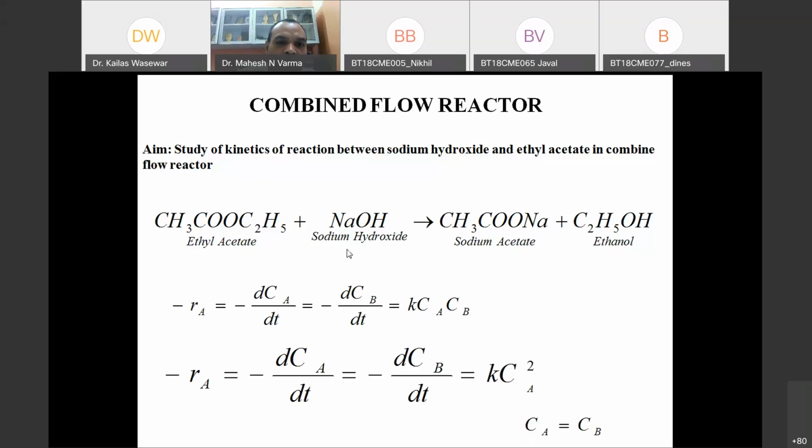So we are doing all kinetic experiments for this reaction only, ethyl acetate and sodium hydroxide, and this is a non-catalytic reaction. As soon as you mix ethyl acetate and sodium hydroxide, it will start reacting. So that is what we are using in all kinetic experiments, and we need to get the kinetic constant for this reaction, ethyl acetate and sodium hydroxide.